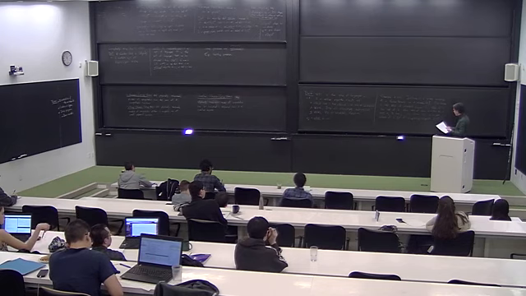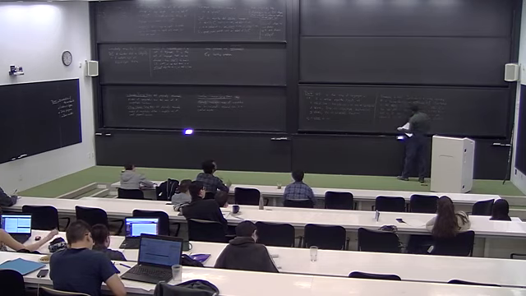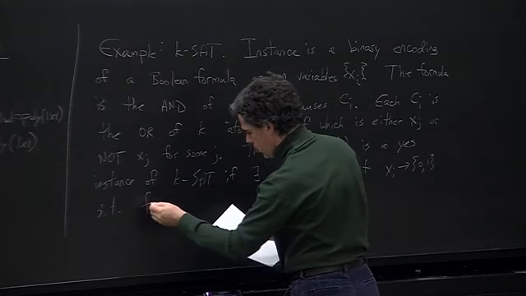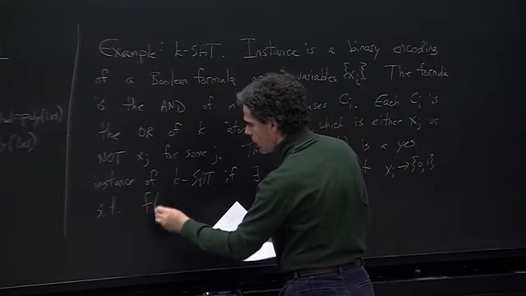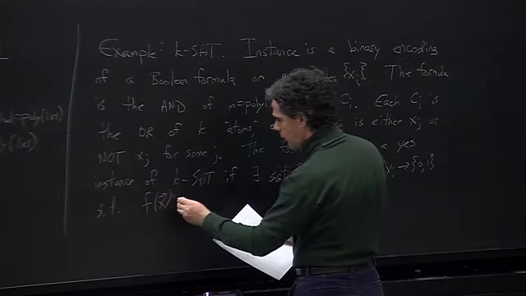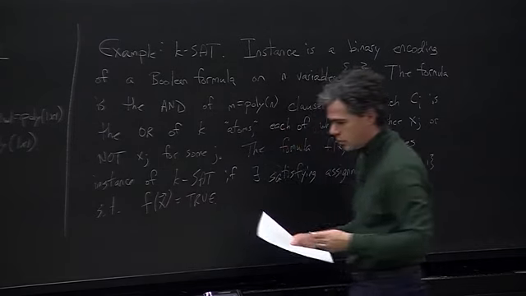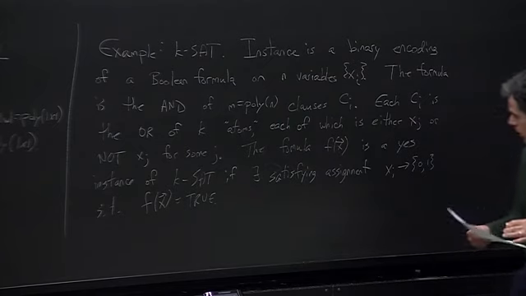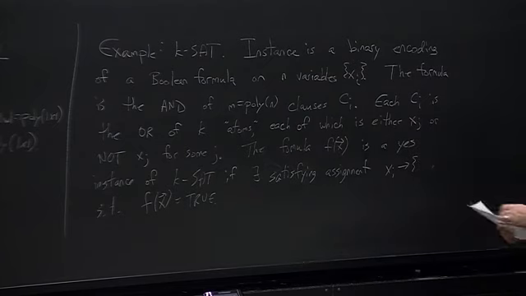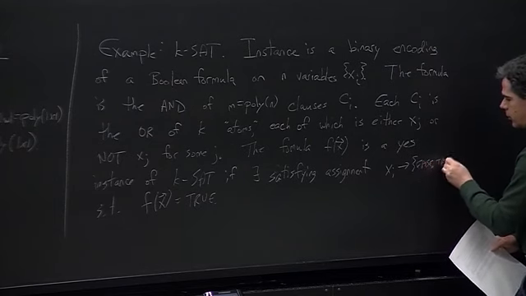And this satisfying assignment has the property that f, where x here is a vector of the variables, evaluates to true. OK, I guess I'm kind of switching notation here. Let's make this false, true.